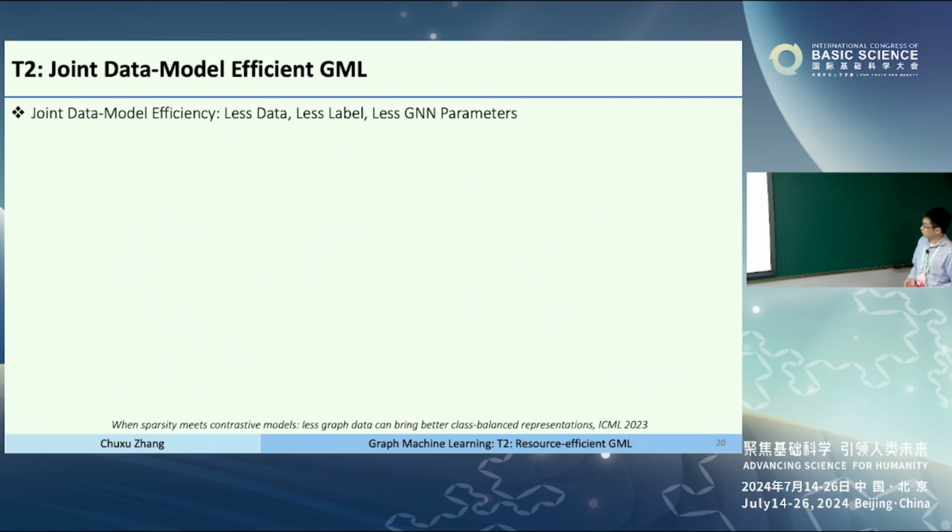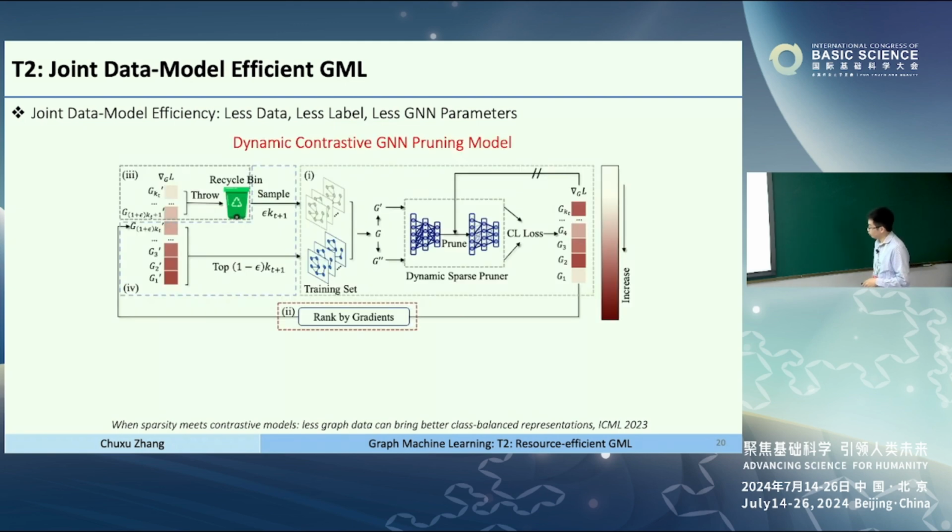Okay. So the next question: just now I mentioned data efficiency and model efficiency, right? The question is, can we join the data and the model efficiency? The answer is yes, okay? Joint data and model efficiency means that we use less data and fewer parameters to build a graph neural network model, right? So in last year's ICML, we proposed a method called dynamic contrastive graph neural network pruning, right? The idea uses contrastive learning.